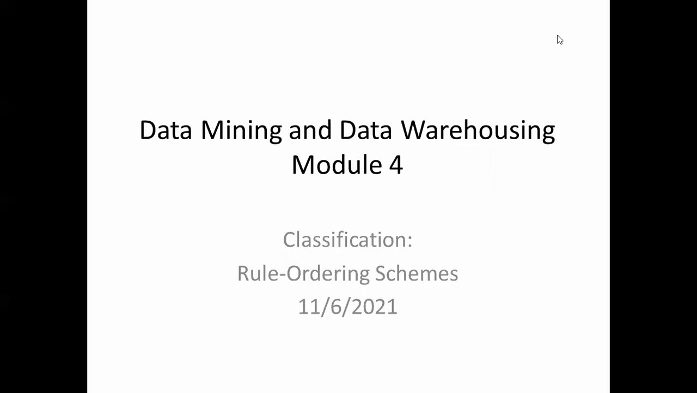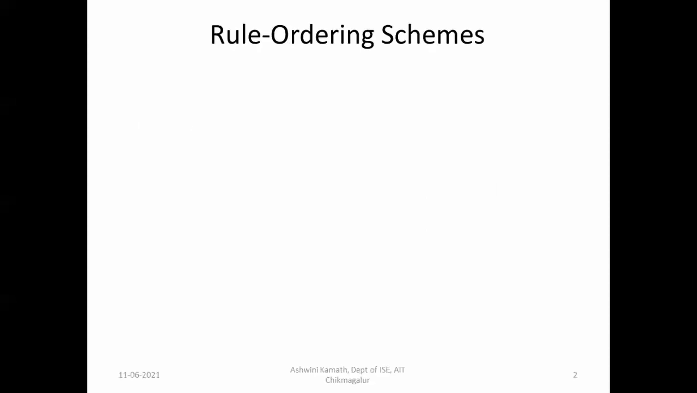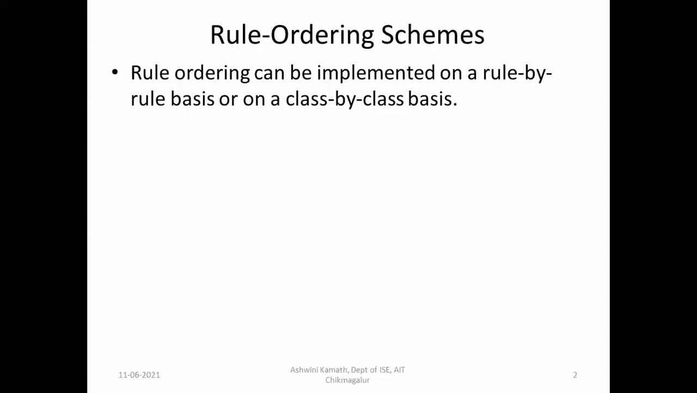So in the classification, we were discussing rule-based classification in the last class. We'll continue with that. Today we'll discuss rule ordering schemes and a few more topics. Rule ordering can be implemented on a rule by rule basis or on a class by class basis. These are the two methods here.